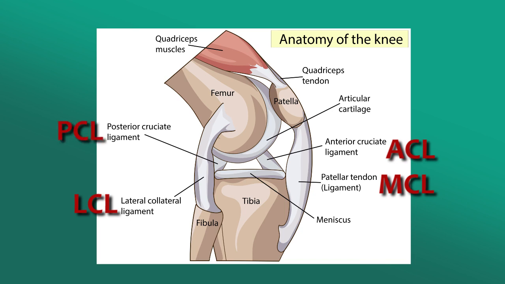The ACL and PCL cross over each other, and the ACL's function is to stabilize the lower leg bone, or the tibia, from shifting or subluxing. Unfortunately, patients that have an ACL rupture now have an unstable knee.